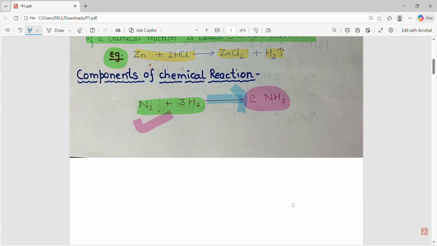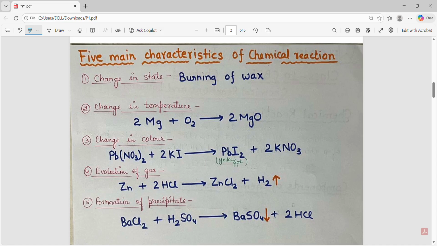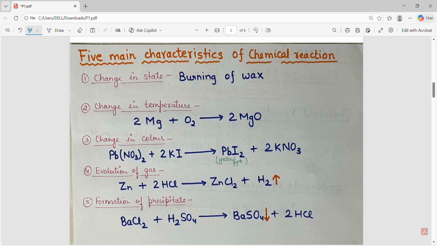Now moving towards the next topic, the 5 main characteristics of a chemical reaction. How will you identify whether the given equation is a chemical reaction or not? The very important thing to understand is that there should be a change in state. And it's not that you have all 5 characteristics in a chemical reaction. If any one of them is there, it means the chemical reaction is happening.